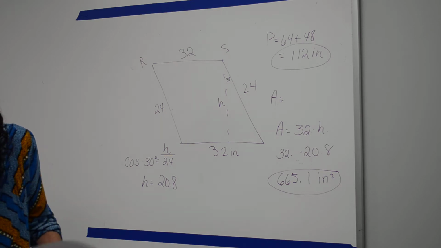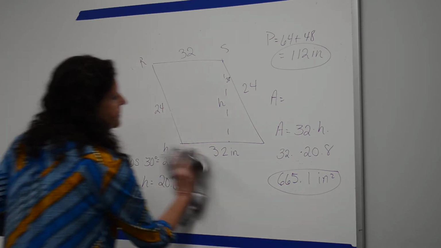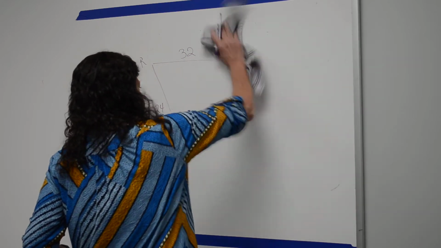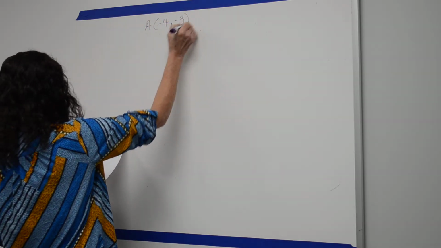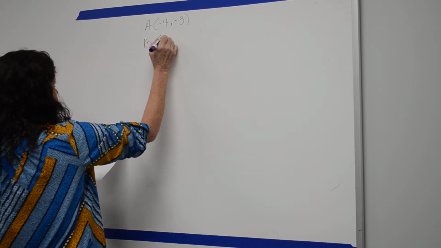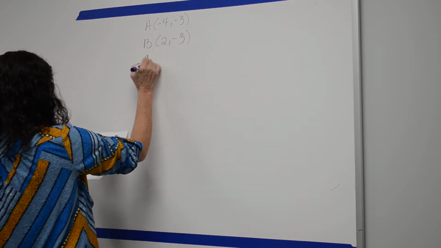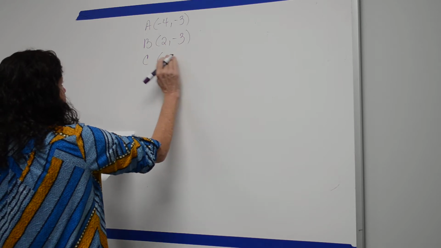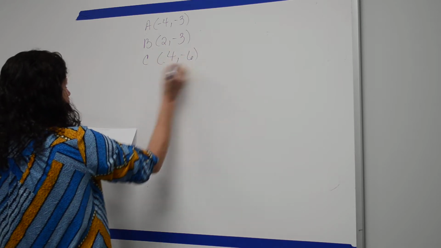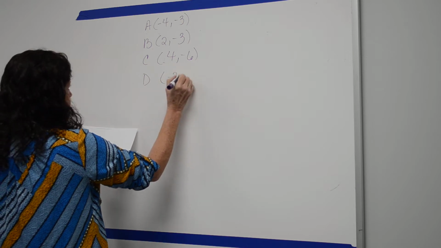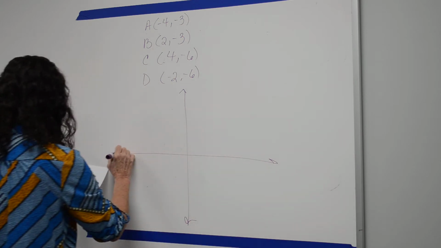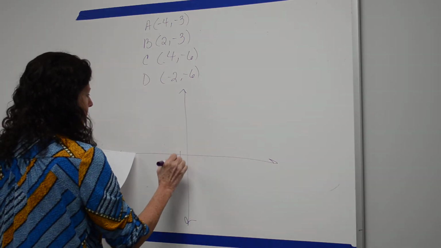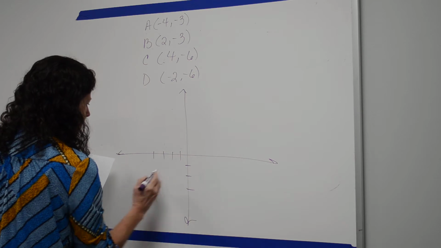You're also going to turn around and put this on a coordinate plane. So let's say we have A is equal to -4, -3. B is equal to 2, -3. And C is equal to 4, -6. D is equal to -2, -6. On a coordinate plane, if I put them in here, 1, 2, 3, 4, 1, 2, 3.